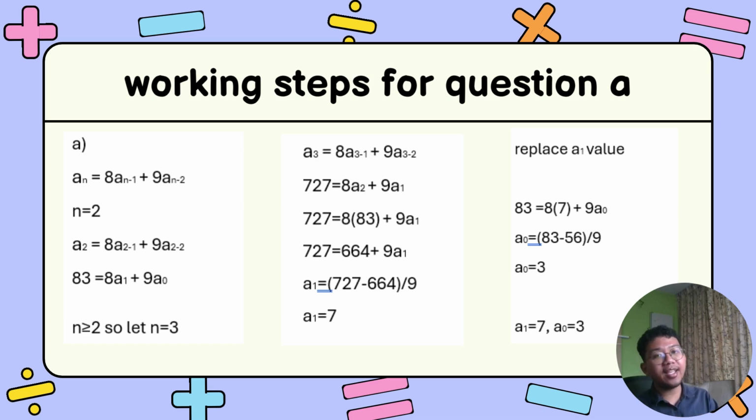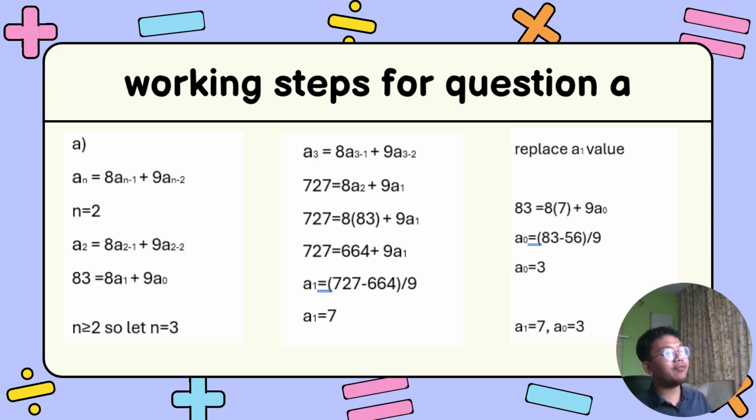So let n equals 3 and we will get a_3 equals 8 times a_(3-1) plus 9 times a_(3-2). It will be 727 equals 8 times a_2 plus 9 times a_1. This way, we can calculate for a_1 since we already have the value for a_2, which is 83. So a_1 will be 7.